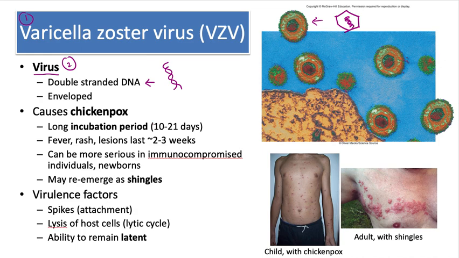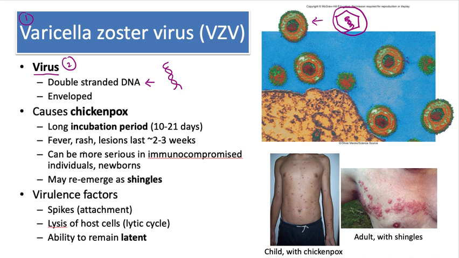All right. And it has an envelope. Not all viruses have envelopes, but chickenpox or varicella zoster does. So the envelope is a lipid layer that surrounds the virus. It's easily removed by disinfectants and also by hand washing. So enveloped viruses tend to be more susceptible to disinfectants and hand washing. And the envelope is actually derived from the host cell's membrane.